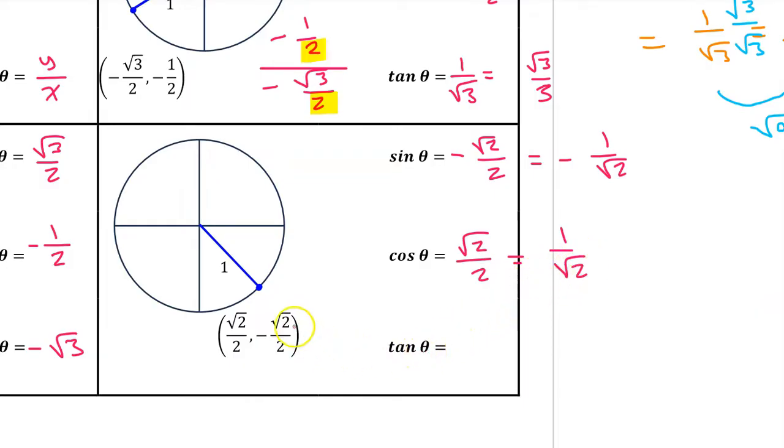Tangent theta is y divided by x. A negative divided by a positive is a negative. And then we just have radical 2 over 2 divided by radical 2 over 2. A number divided by itself is 1. So tangent theta equals negative 1.